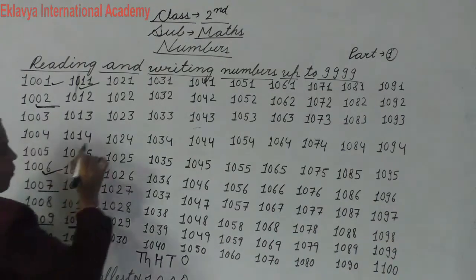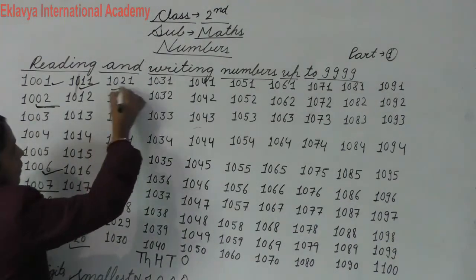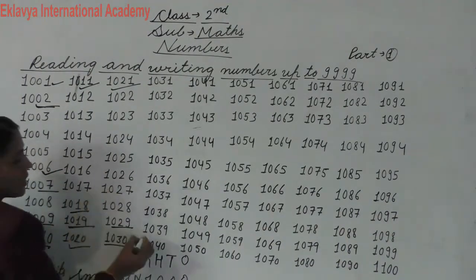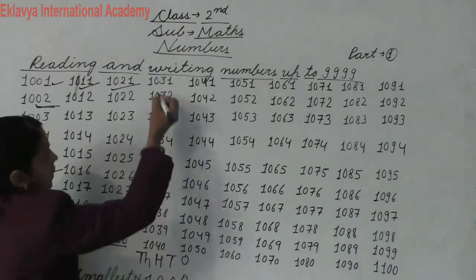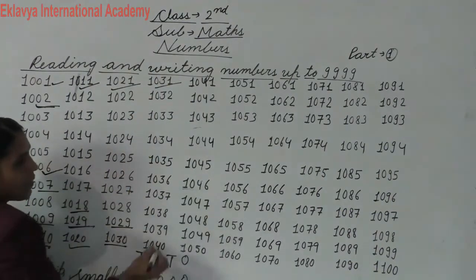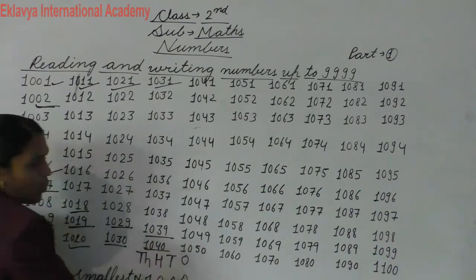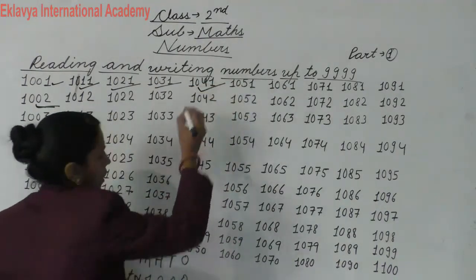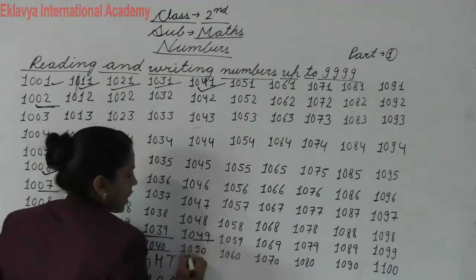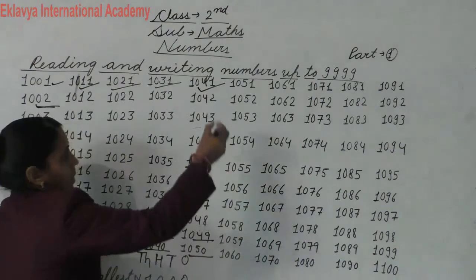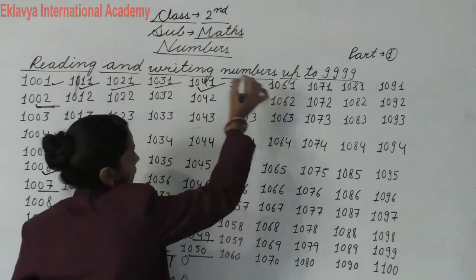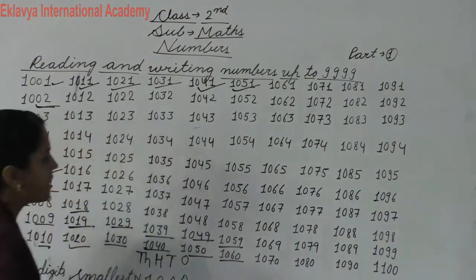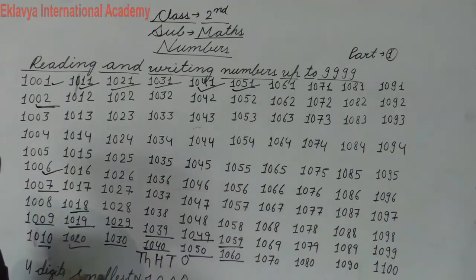What comes after 1020? 1021. What comes after 1029? 1030. What comes after 1030? 1031. What comes after 1039? 1040. What comes after 1040? 1041. What comes after 1049? 1050. What comes after 1050? 1051. What comes after 1059? 1060. So the same way, beta, you have to learn after that also.